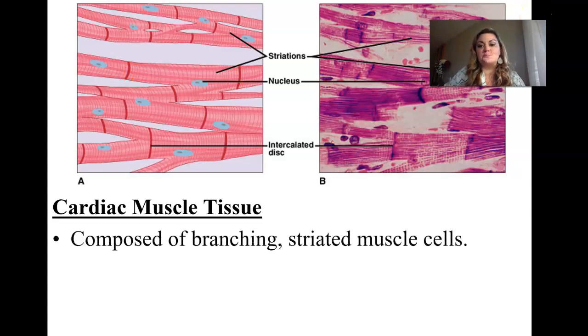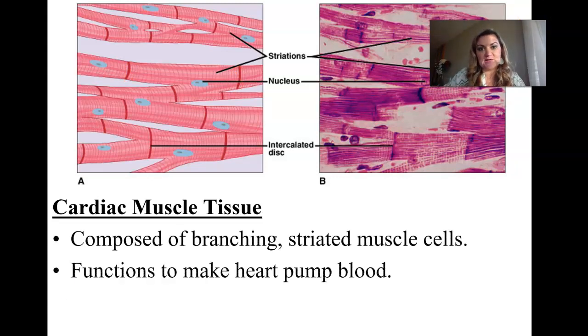So it's composed of branching, striated muscle cells, functions to make the heart pump blood. They're involuntary, and they're uninucleates.